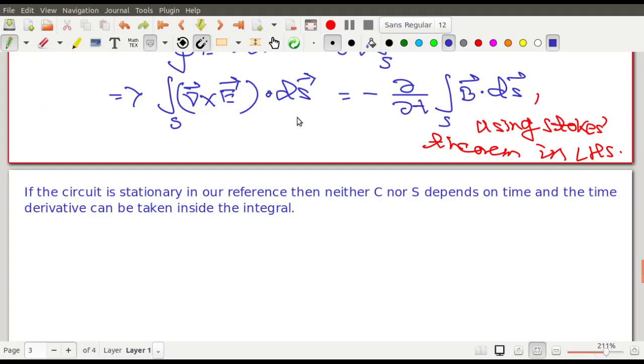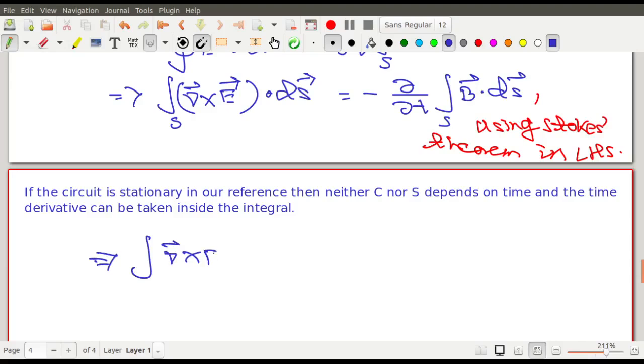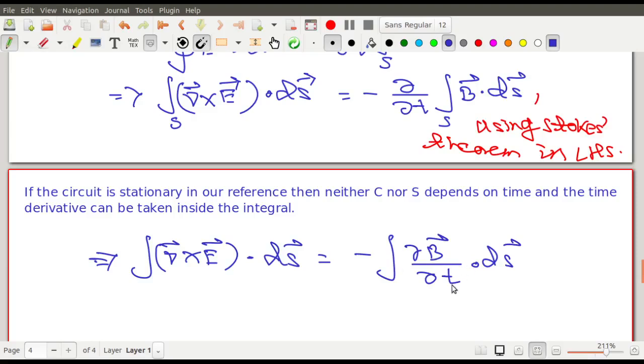So electric circuits do not change their position with respect to time, and that is why you can take this time derivative inside the integral. The integral is over the space coordinate, but you can take the time derivative inside the space integral because time and space are independent of each other here. So you can take it inside. So the integral of curl of E dot dS is equal to minus the integral of del B by del t dot dS. You can take it inside, right?